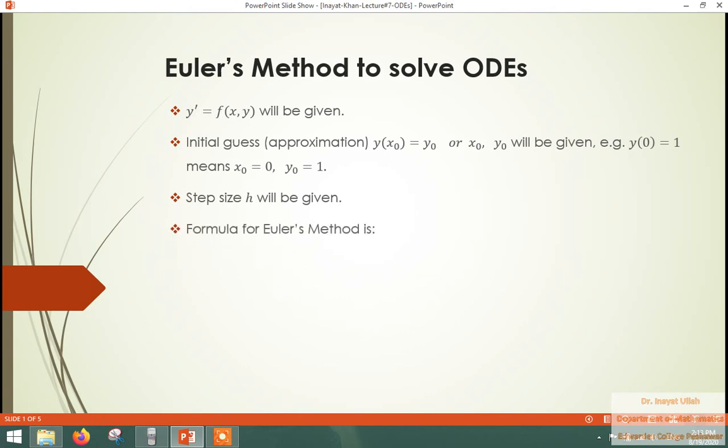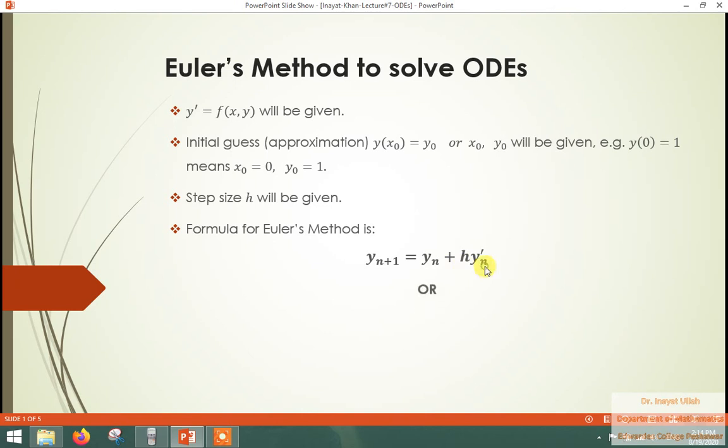The most important thing, you need to remember the formula for Euler's method, which is yn plus 1 is equal to yn plus h times yn prime. That is the formula to find the successive approximations. For example, if you need to find y1, you need to replace n by 0 here, so y1 is equal to y naught plus h times y naught prime.